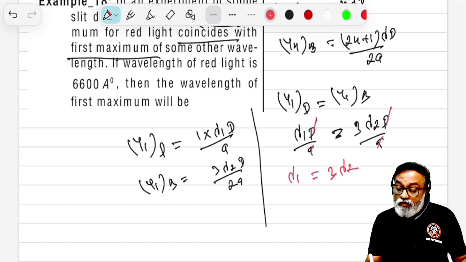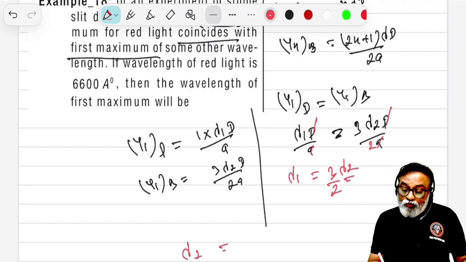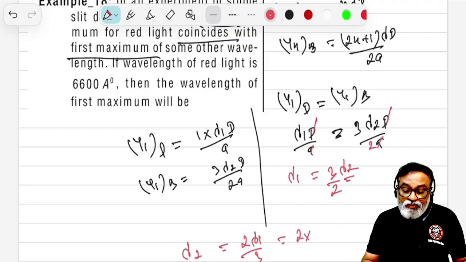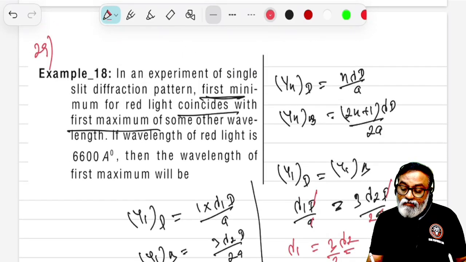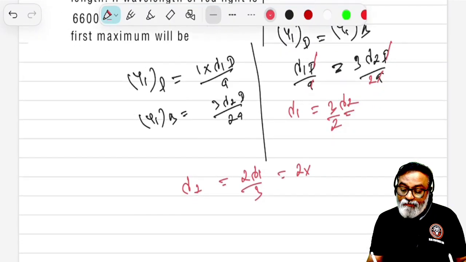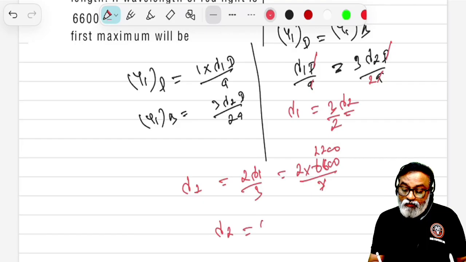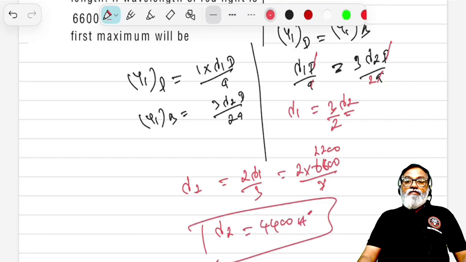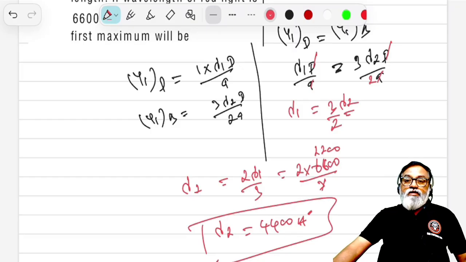We have to find out lambda 2. Lambda 2 is equal to 2 lambda 1 by 3. Lambda 1 is the wavelength for red light, that is given as 6600, so 2 into 6600 by 3. Therefore, this becomes lambda 2 is equal to 4400 angstroms. This is the wavelength for the first bright.